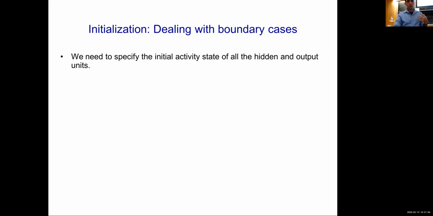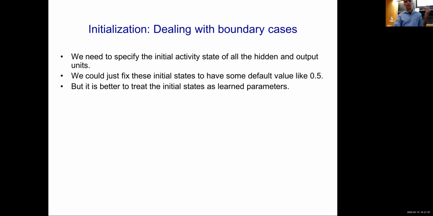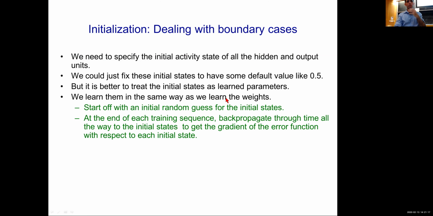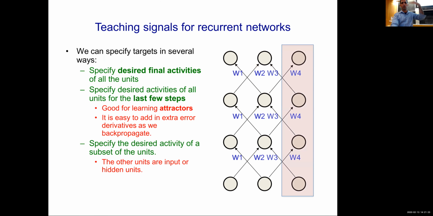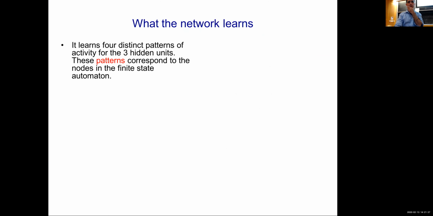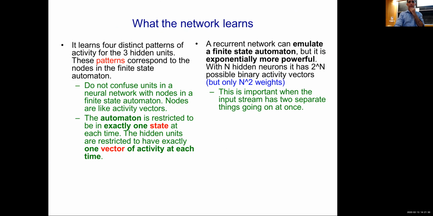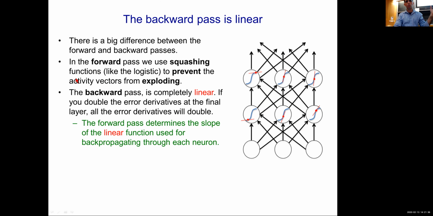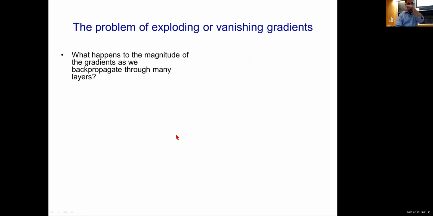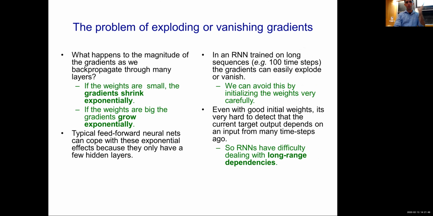There's the problem with initialization, of course, how to deal with the boundary cases. You need to specify the initial activity state of all of the hidden and the output units. You could just fix these initial states to have some default value, but it's better to treat them as learned parameters. And you can adjust these initial states by following the same gradient, okay? So you're learning through, and then you can adjust these accordingly. And then there's this forward pass where you're squashing all of these inputs to prevent the activity effects from exploding. And in this backward pass, which is completely linear, you're using these derivatives. And then, yeah, we talked about all that.